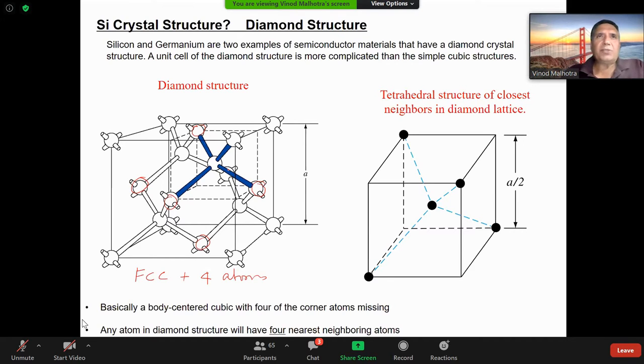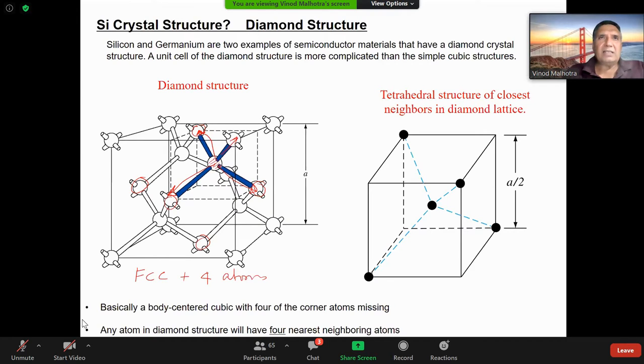Plus, in addition, what you have is 4 additional atoms. Now, the 4 additional atoms are inside the cube. They are not on the surface of the cube or the corners. They are inside the cube. So which are those 4 atoms? Well, one of them is highlighted. Notice that this atom connects to a corner atom this way. It connects to a face atom this way. It connects to another face atom this way. And it connects to another face atom right here.